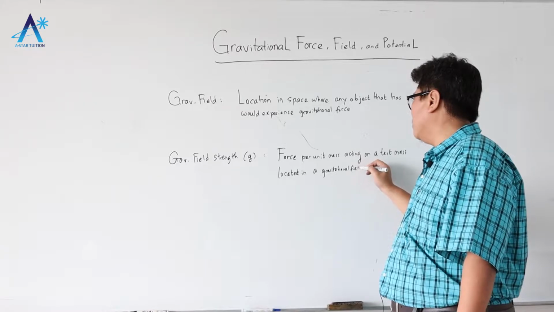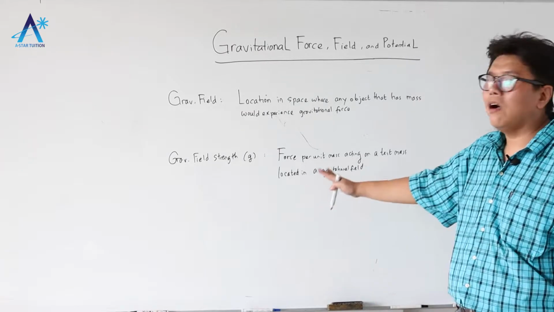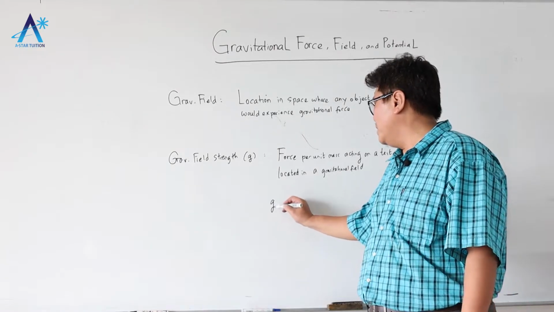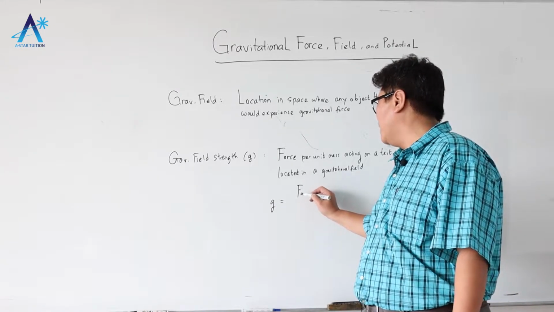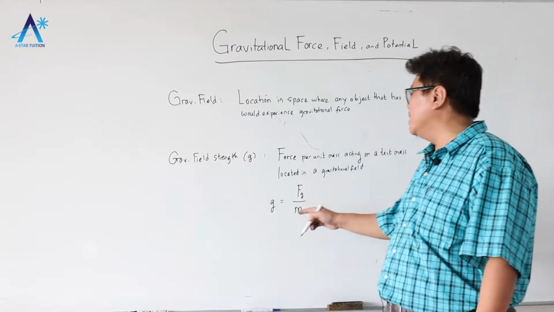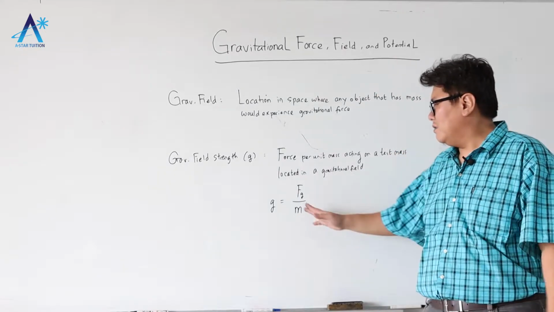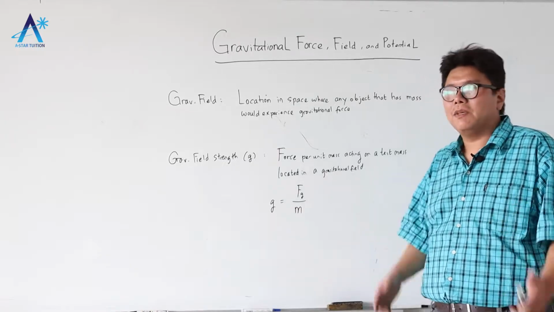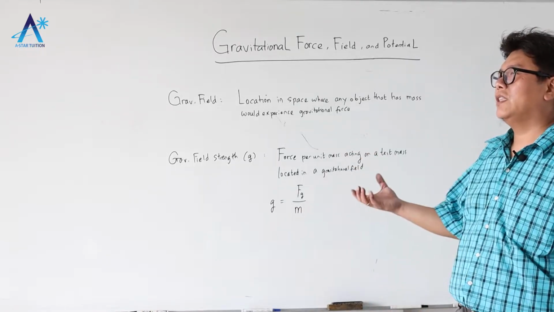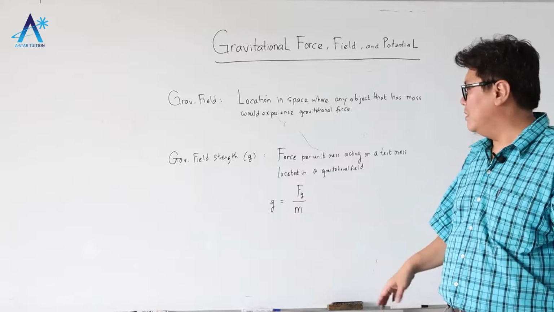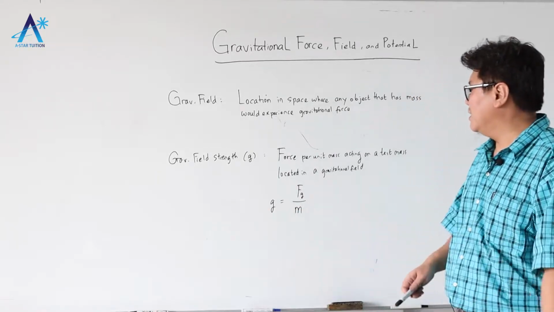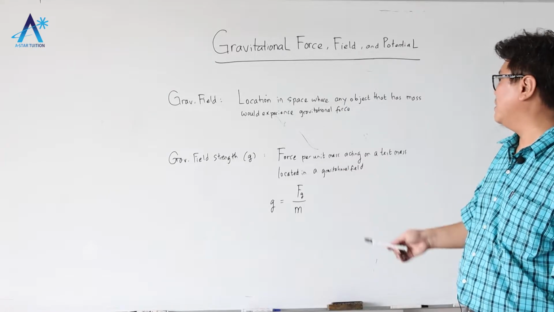This definition is actually an operational definition. You can calculate it by using Fg divided by m. Now see how similar this formula is to the formula of weight, mg. It makes sense because for any object located on Earth, mass multiplied by g gives you the weight. So this is gravitational field strength.